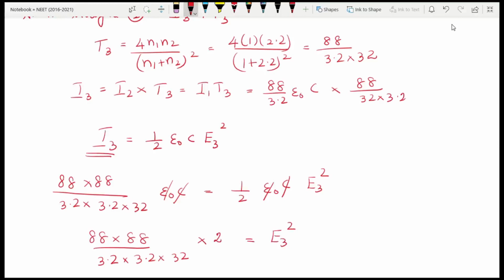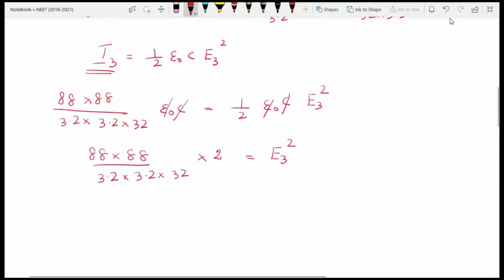By taking the root on both sides, this will get cancelled, and we will be getting 16. So E3 will be equal to 88 divided by 3.2 into 4. We can cancel this. This will be 11 divided by 0.4. So it will be 11 divided by 1.6. So the amplitude of the electric field that is coming out of phase 2 is 11 by 1.6.